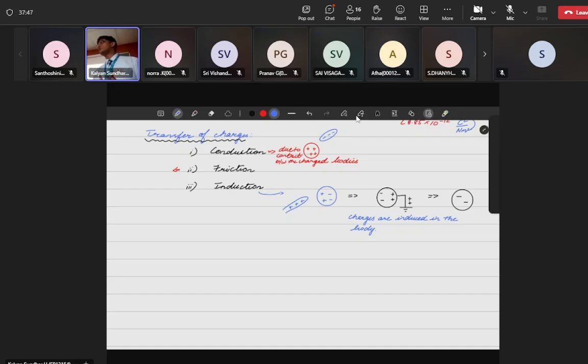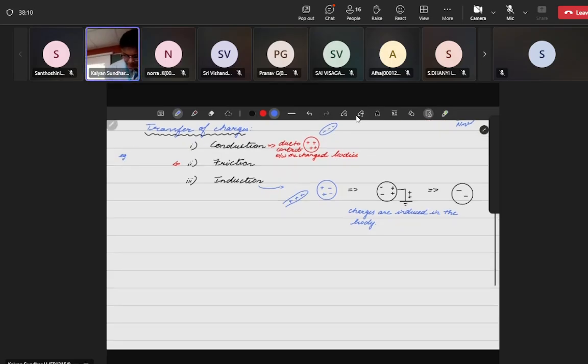there will be a transfer of electrons. So one will be gaining electrons and the other will be losing electrons. So ultimately one body gets positively charged and the other body gets negatively charged, right? So this is by friction. These are all the methods by which charge is transferred from one body to another.